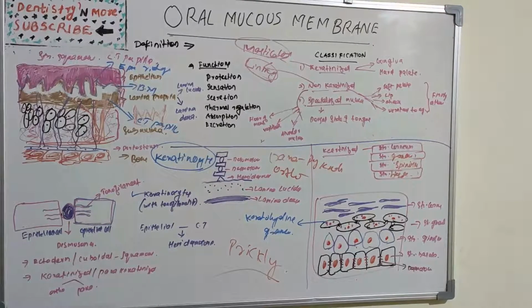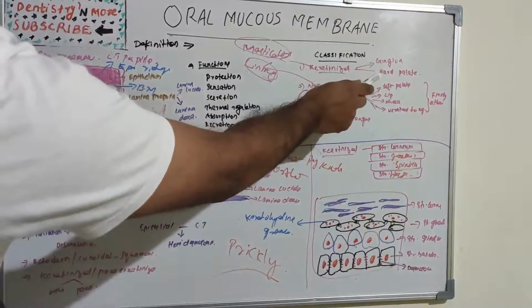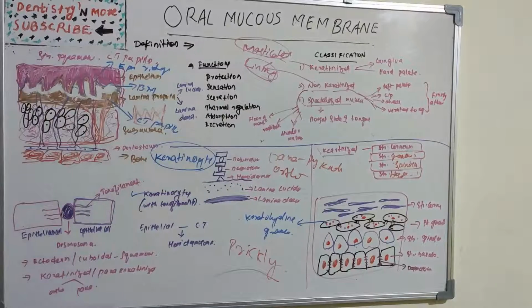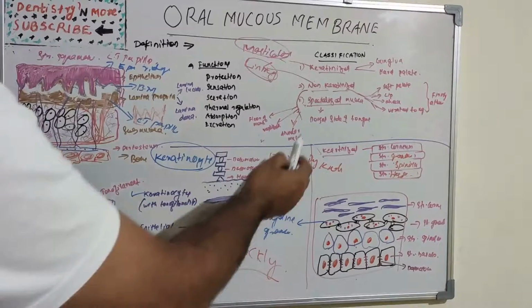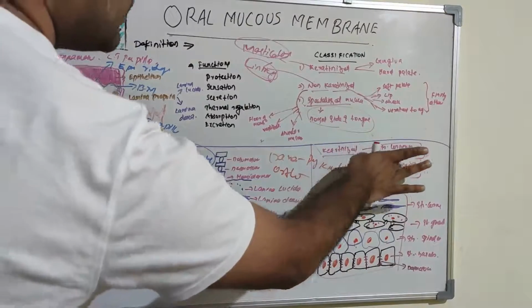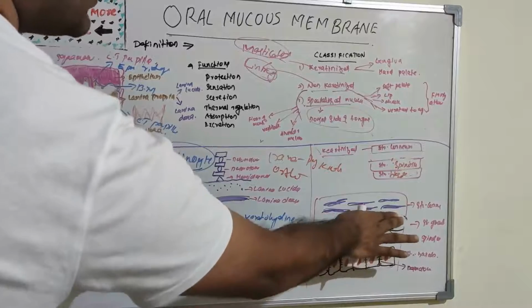non-keratinized epithelium. Keratinized epithelium is seen in gingiva and hard palate, whereas non-keratinized is all the other epithelium except the dorsal side of the tongue, which is specialized mucosa. So in the non-keratinized epithelium, the basic difference is it doesn't have stratum granulosum. This layer is not there in non-keratinized epithelium.